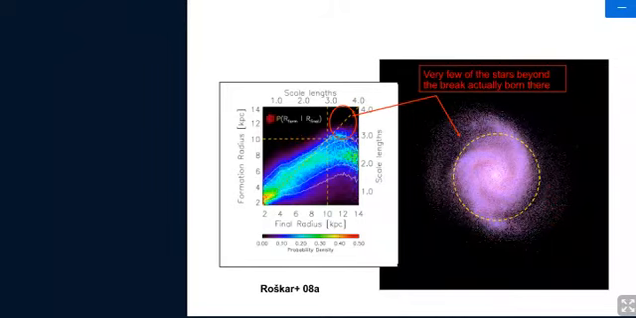And the way you see that now is that if we look at stars that end beyond 10 kiloparsecs, beyond this break, and we look at the formation radius, very little formed over there. Vast majority of them formed interior to that. So the next thing we need to do is to show that there is migration taking place.